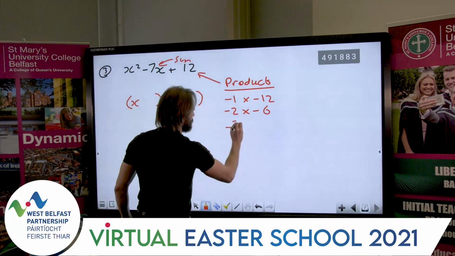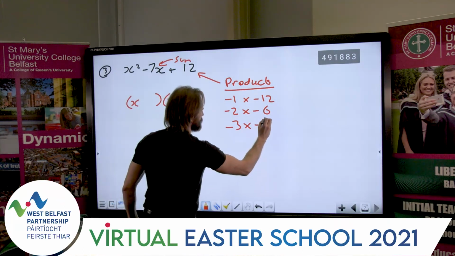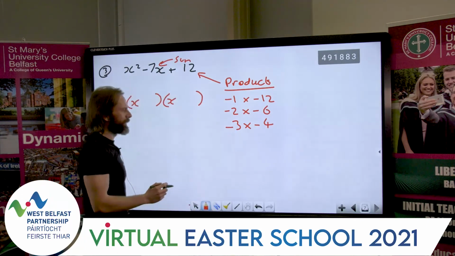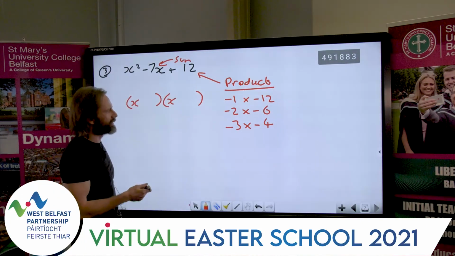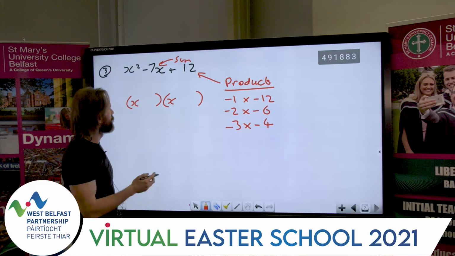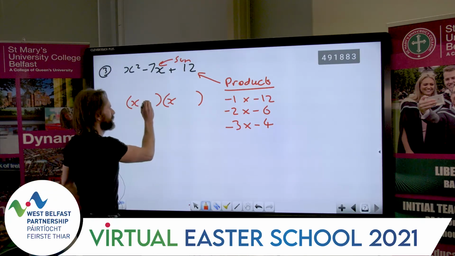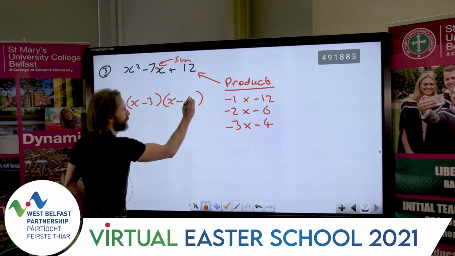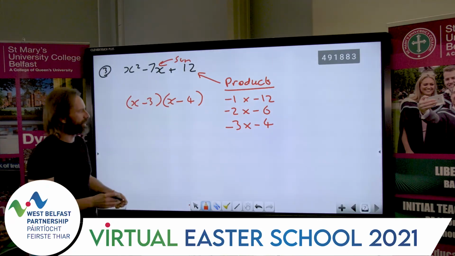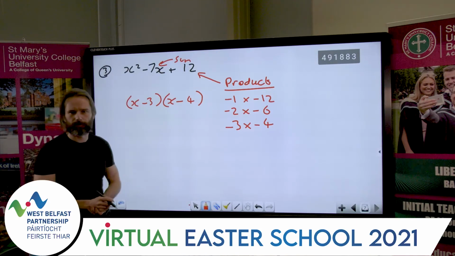I could also have minus 3 times minus 4. So minus 3 times minus 4 does indeed give me positive 12. And it also, minus 3 take away 4, would give me minus 7. So these are the numbers that I'm looking for. Again, it's a bit of trial and error and process of elimination, but we'll get there in the end.